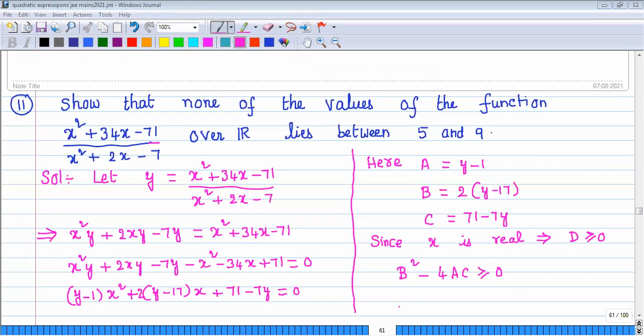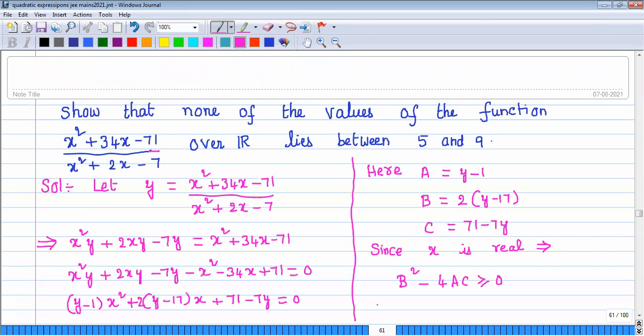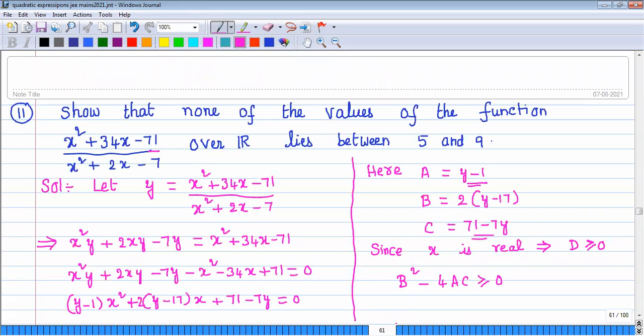So now I shall move to the next page for further proceedings, so that we can have 2 times y minus 17 whole square minus 4 times a times c greater than or equal to 0. Now a is y minus 1, and c is 71 minus 7y.